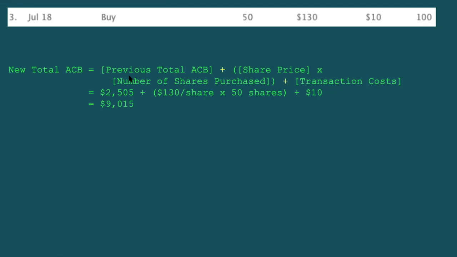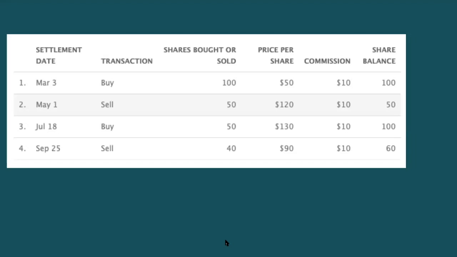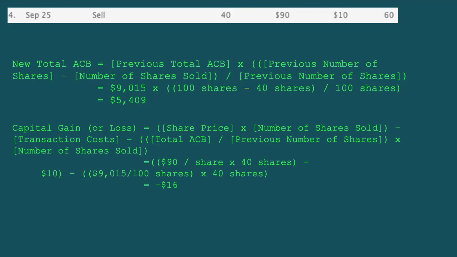So as stated before, the new total ACB is the previous total ACB plus the share price multiplied by the number of shares purchased plus any transaction costs. And if we drop our numbers in correctly, the previous total ACB was $2,505 plus the $130 per share we just purchased, bought 50 shares, added a transaction cost, and now the new total ACB is $9,015. So going back to the example, we are on the fourth step, which is a sale.